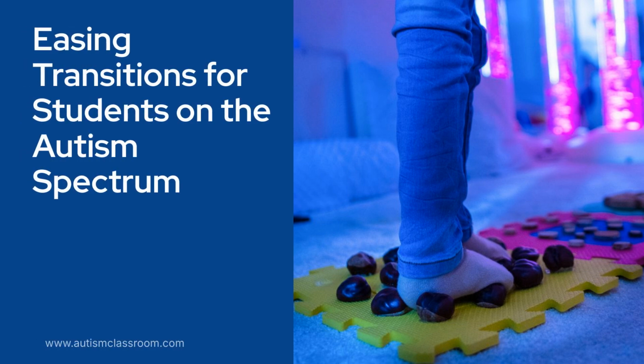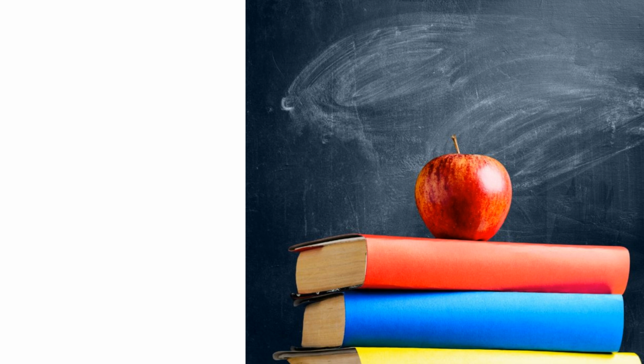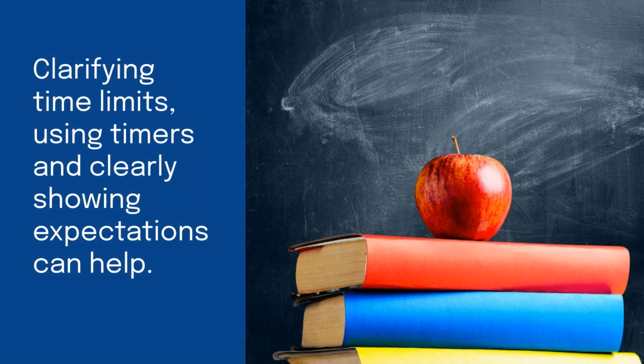Easing transitions for students on the autism spectrum. Transitions are difficult for many students on the autism spectrum. When a child with autism transitions, it can sometimes cause a challenge. Teachers and caregivers can attempt to ease transitions in a number of ways. Clarifying time limits, using timers, and clearly showing expectations can help.